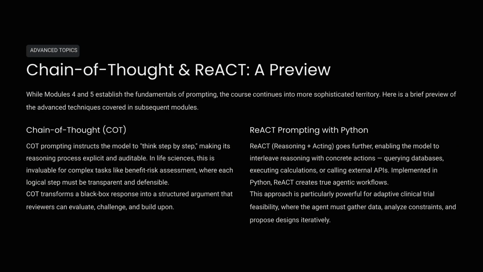Advanced topics include chain of thought, or COT, which makes the model's reasoning explicit and auditable for tasks like benefit-risk assessment. ReAct prompting interleaves reasoning with concrete actions like querying databases and executing code, creating agentic workflows.